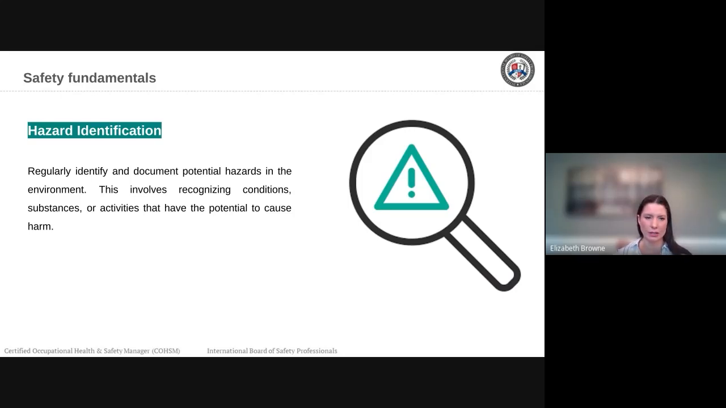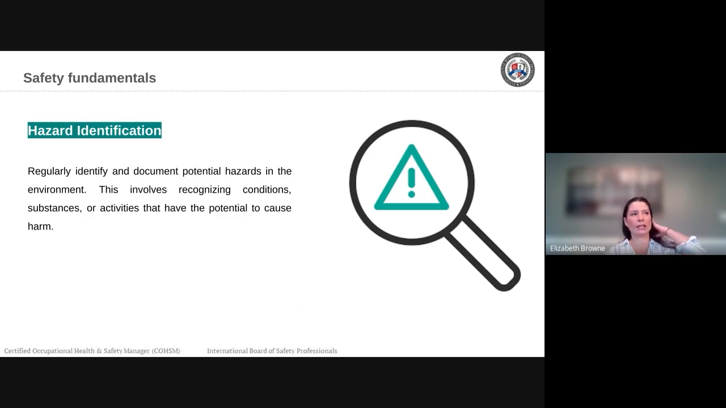Hazard identification is also a safety fundamental where we are regularly identifying and documenting potential hazards in the environment. This involves recognizing unsafe conditions, potential substances we might be exposed to, or unsafe actions that have the potential to cause a worker harm. I encourage companies to have a hazard identification reporting system that allows employees to easily report things they might consider to be hazards, and also suggest hazard controls that they might think might be effective.